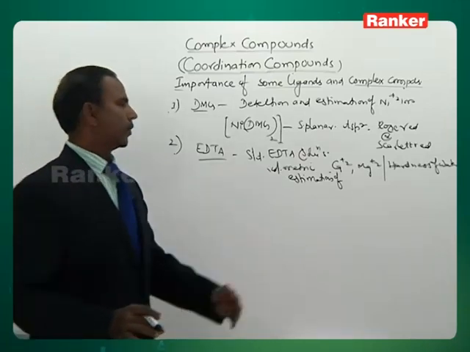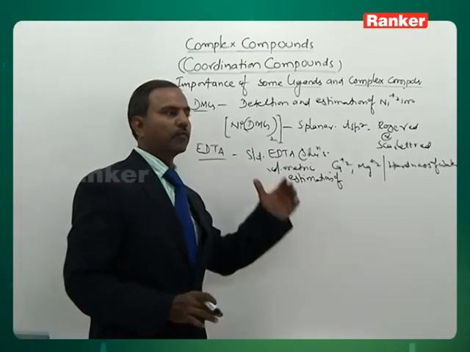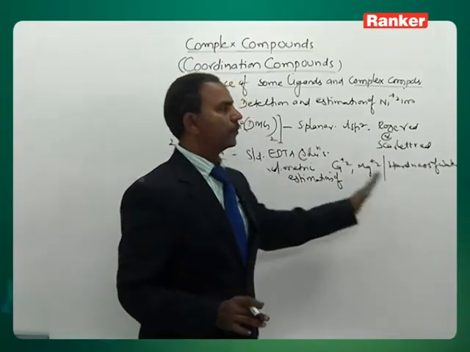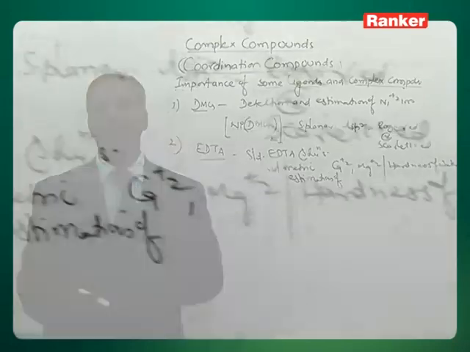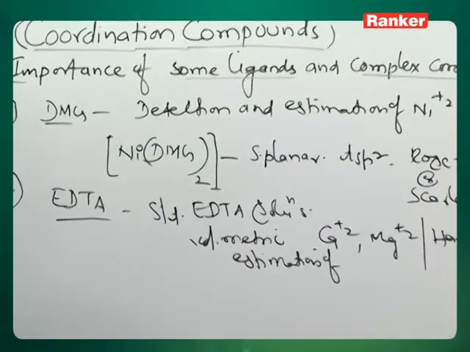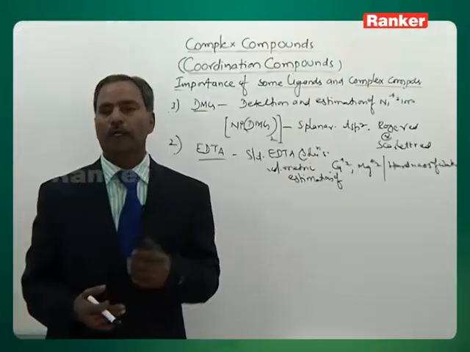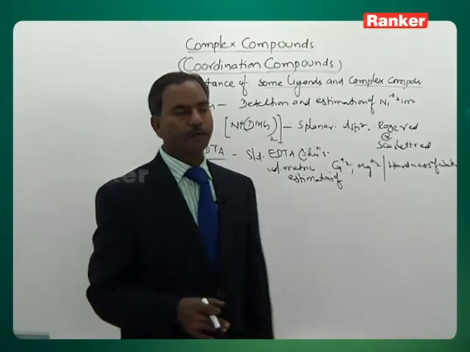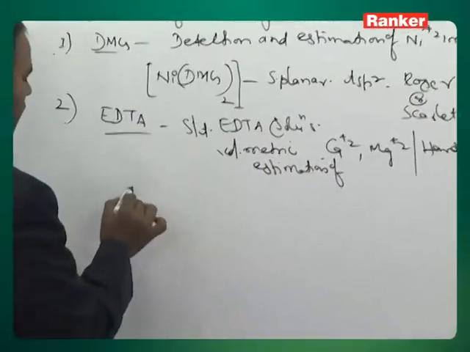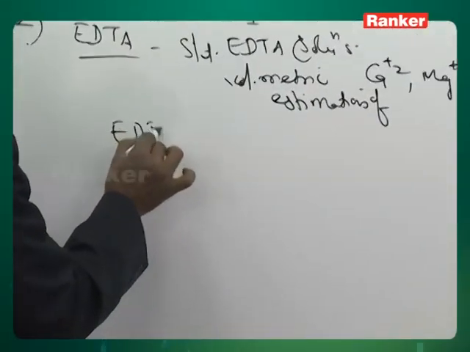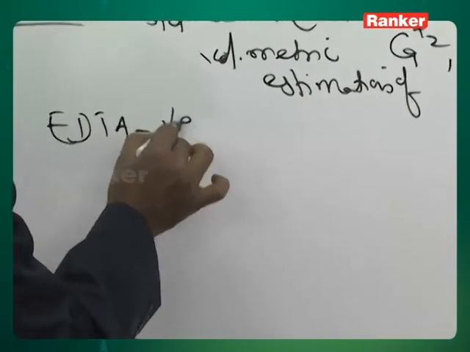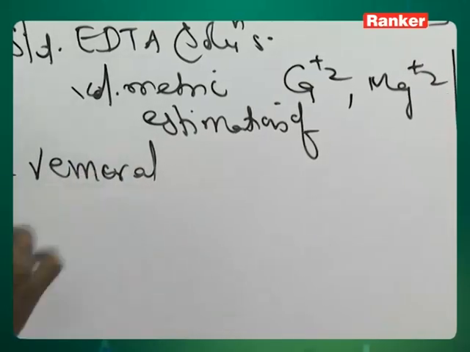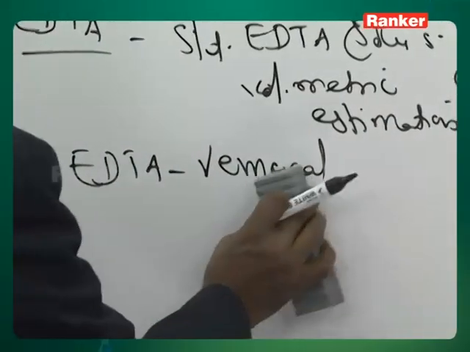Standard EDTA solutions are generally used in the volumetric estimation of calcium plus 2, Mg plus 2, and also in the estimation of hardness of water. Standard EDTA solutions are titrated against calcium plus 2, Mg plus 2 solutions or hard water, so you can estimate what amount of calcium plus 2 and magnesium plus 2 ions are in the hard water. EDTA is also used in the removal of hardness of water.